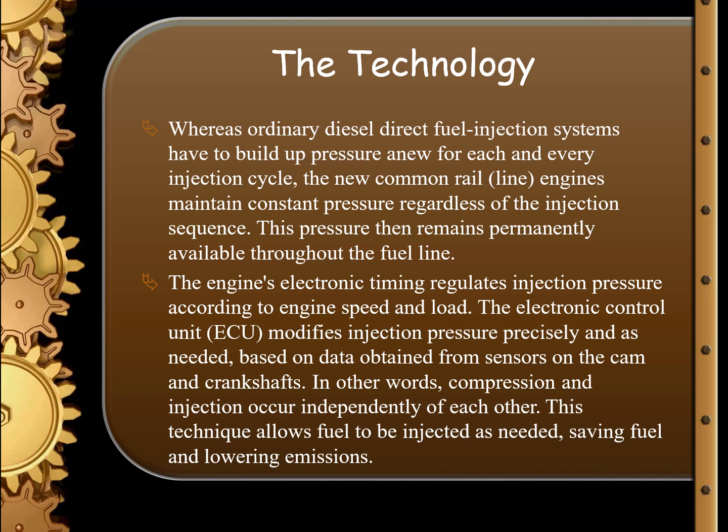The engine uses electronic timing and regulates the injection pressure according to the engine speed and the load. This is done by the electronic control unit, called the ECU. It modifies the injection pressure precisely as needed, based on the data obtained from the sensors on the cam and crankshaft. In other words, the compression and the injection occur independently of each other. This technique allows the fuel to be injected whenever required, which is helpful for saving fuel and lowering emissions.